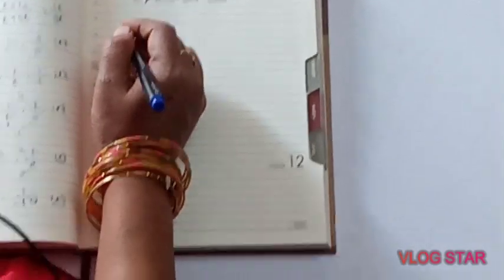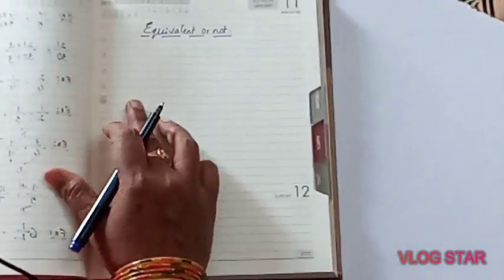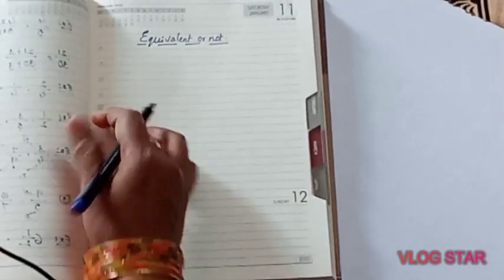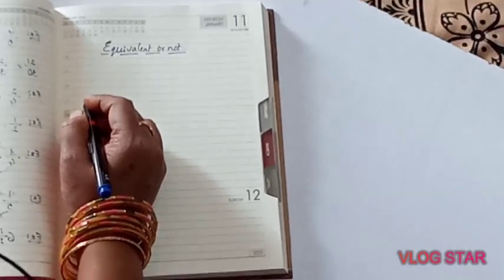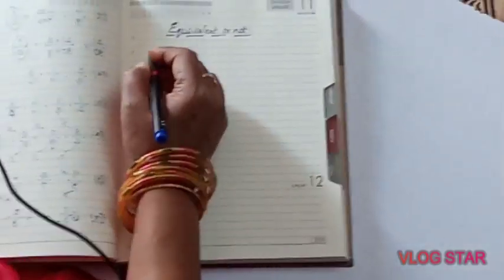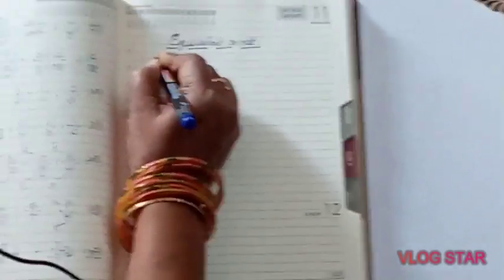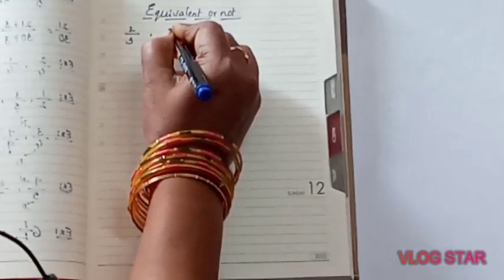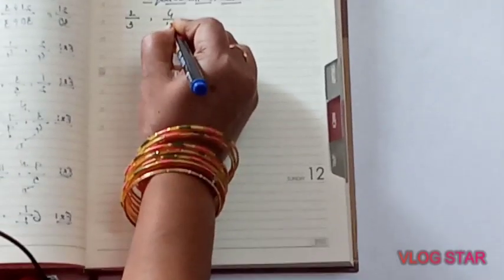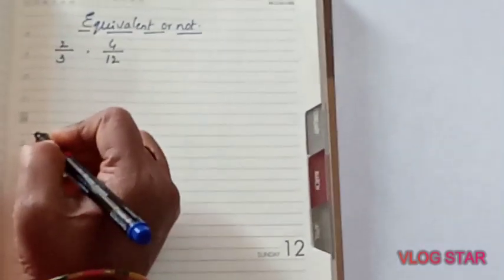Hi everyone. Last session we discussed the types of fractions and how to find equivalent fractions. Today we are going to learn how, when two fractions are given, to find whether they are equivalent or not. I am going to take one fraction as 2 by 3 and the next one as 4 by 12. Let us see how to find whether these two fractions are equivalent or not.